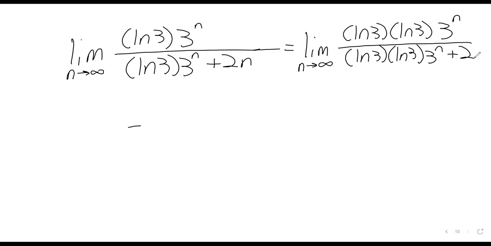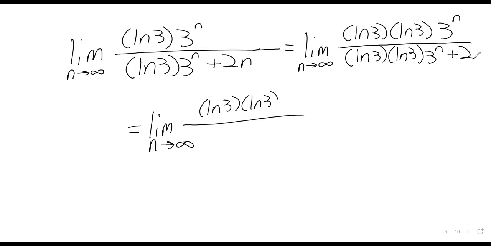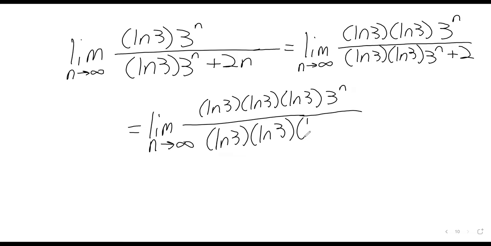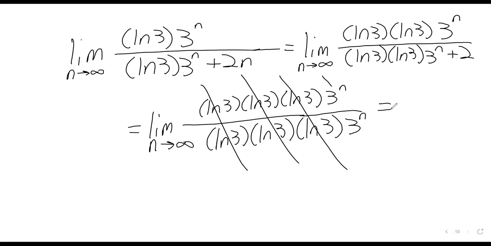Maybe at this stage in our career, we can just see what's happening and we don't have to write the last step out. But if we take the derivative again, we'll just get another ln 3 up here. And if we take the derivative again down here, the 2 vanishes, and every single term in this fraction cancels. Ln 3, ln 3, ln 3, 3 to the n, and we wind up with 1.